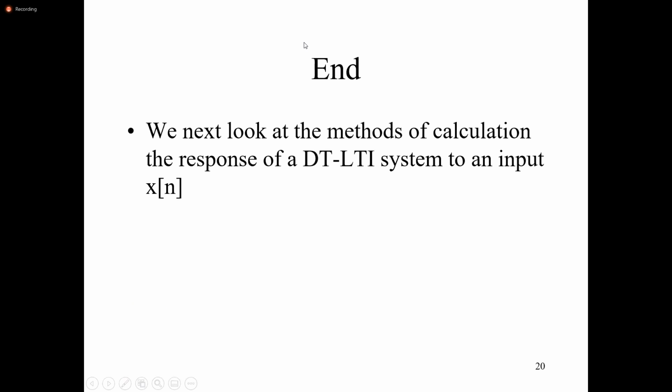This brings us to the end of this little section. What we're going to do next, of course, is that we have defined what our systems look like and how we can represent them. The next step now is to look at how we calculate the output of a discrete time system given a discrete time input. And of course, you'd appreciate that it involves convolution.